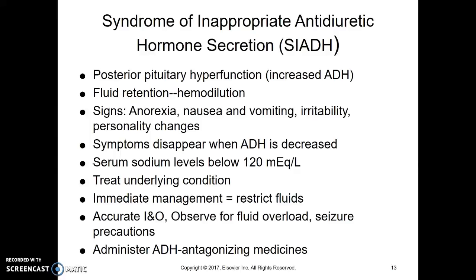Seizure precautions. The brain does not like changes in electrolytes, and it doesn't like movement of fluids and water. And when we get those electrolytes out of whack, water will move into brain tissue, and the brain doesn't like that. So we're going to have to administer ADH antagonizing medicine. So we're going to be giving things to get this person peeing more and creating less ADH.